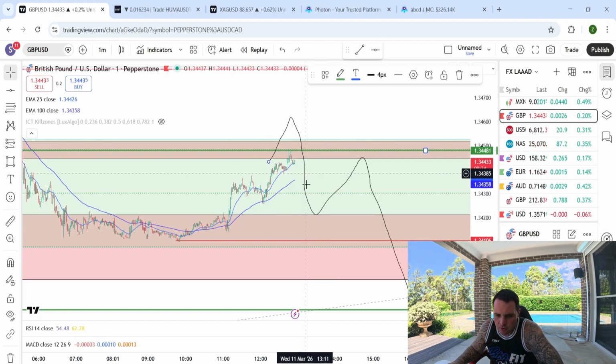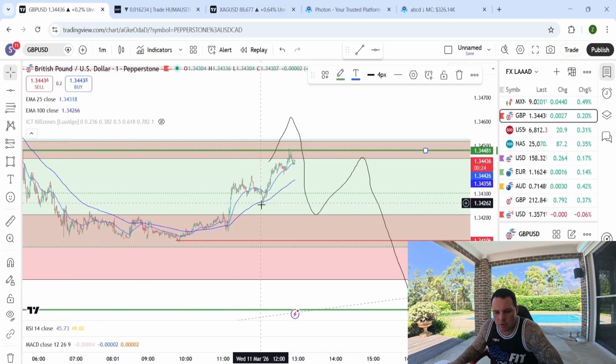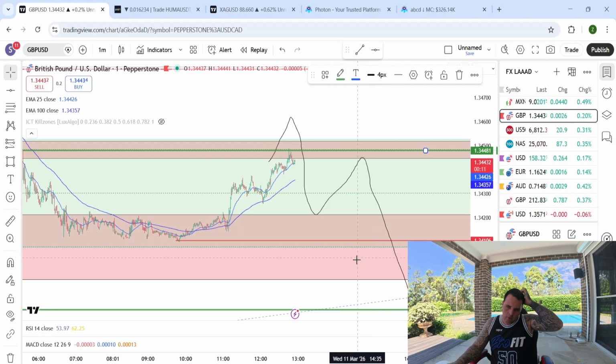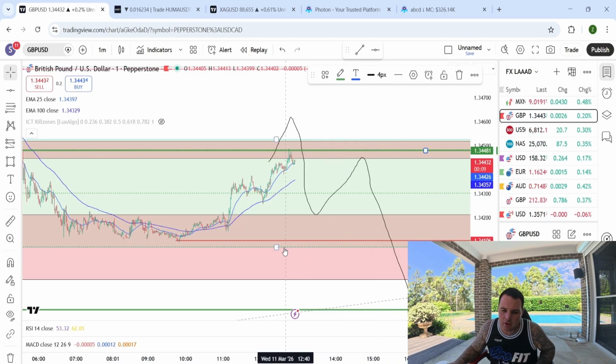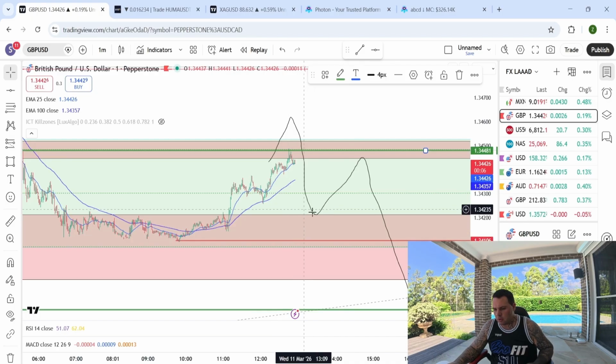So we'll start forming structure down. We'll probably bounce on this support zone here too, because as I explained before, tested, broke through, flipped it over, support. So tested the resistance, flipped it, became support. We come back down here, it will bounce again and most likely break through, just due to the overall momentum of the higher time frames. So that's what we'll be looking for.